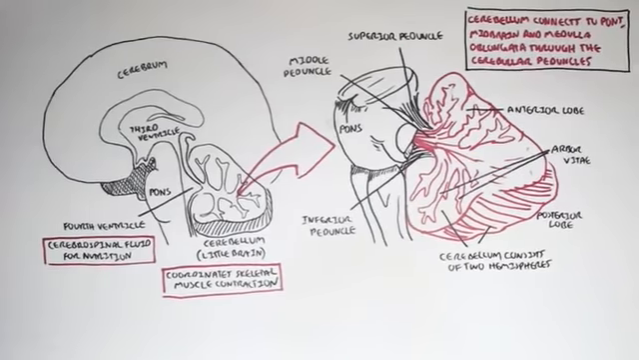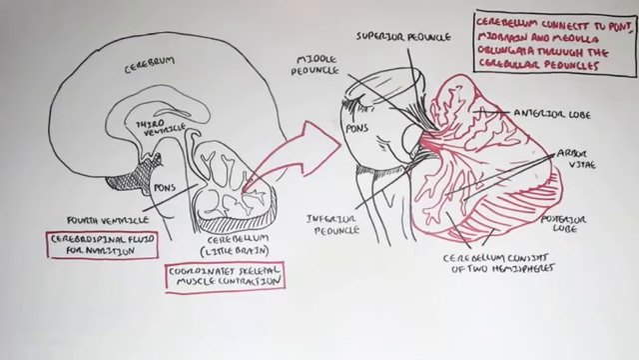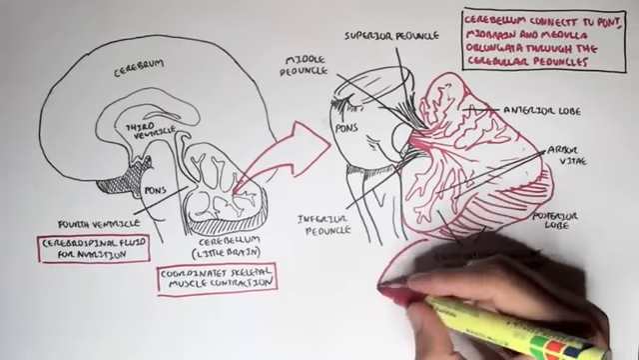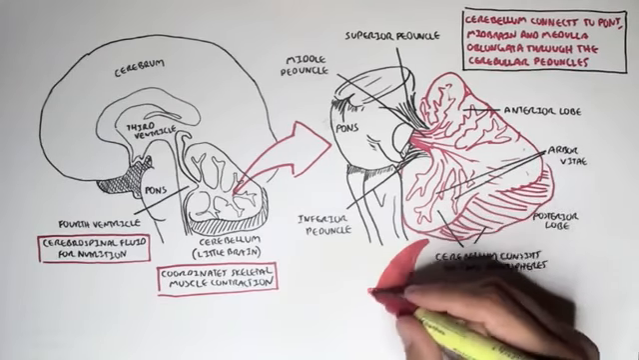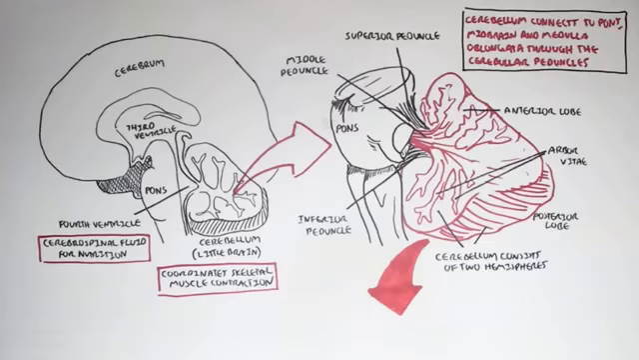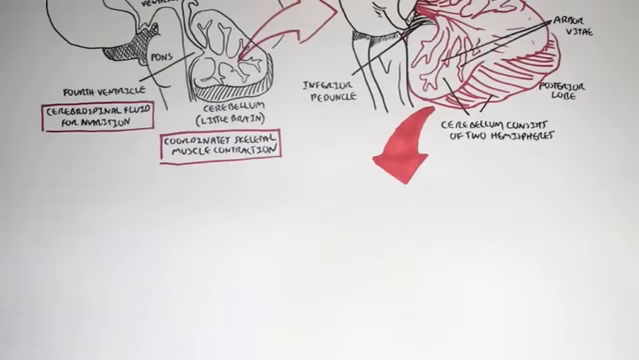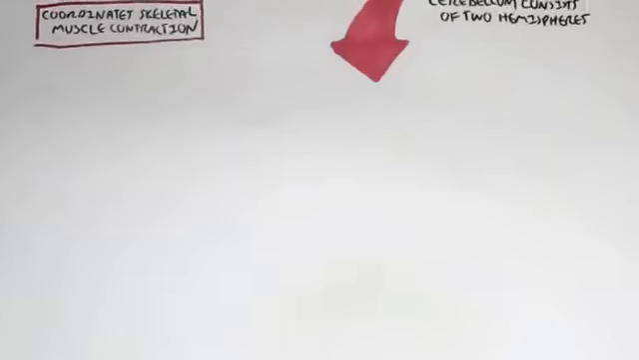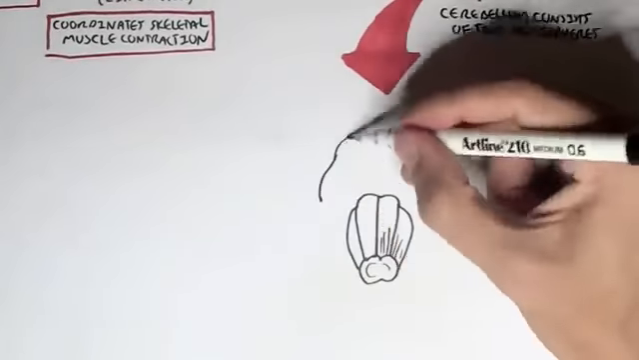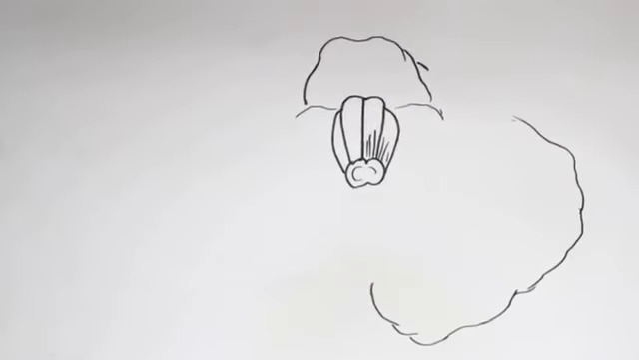Another final thing to note is that the cerebellum consists of two hemispheres. The cerebrum, the main part of the brain, you can say, also consists of two hemispheres. And so from this, we can deduce that the cerebellum also has two hemispheres. But through this diagram, we can't really tell. So let's look at it from a different diagram, from a bottom view, let's just say.